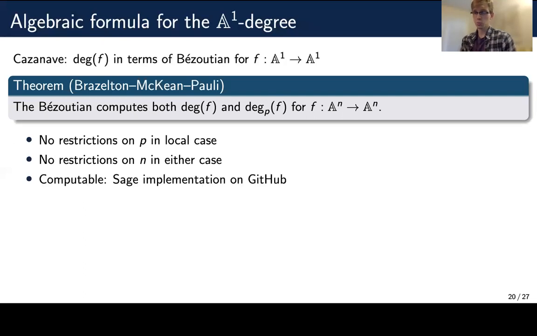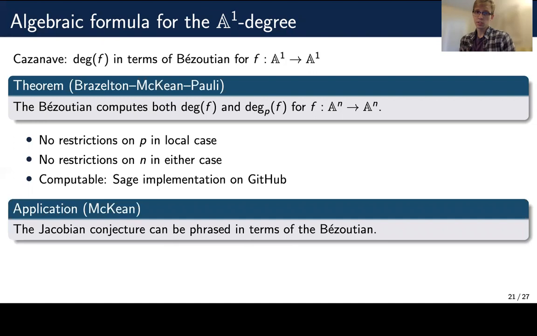And then finally, this is truly computable in that we've written down a Sage implementation for this and put it on GitHub. So if you have a function that you want to compute the A1 degree of, whether locally or globally, you can plug it into this Sage code and it will compute it for you.